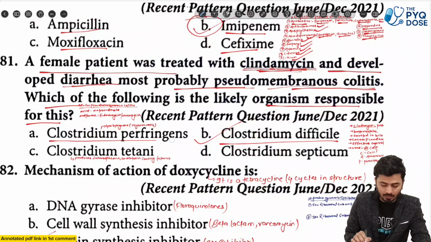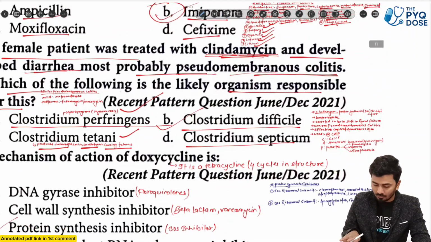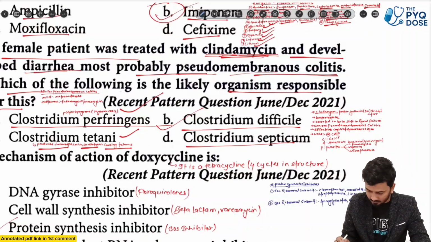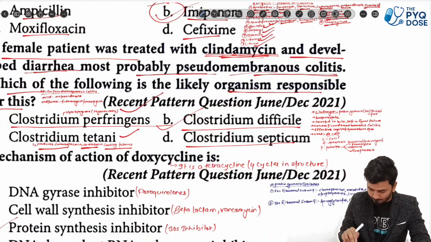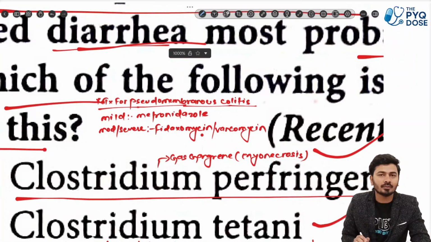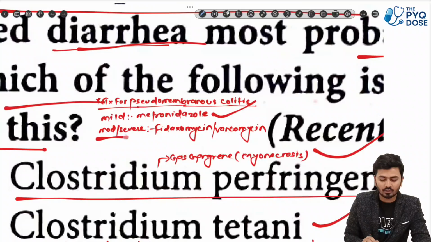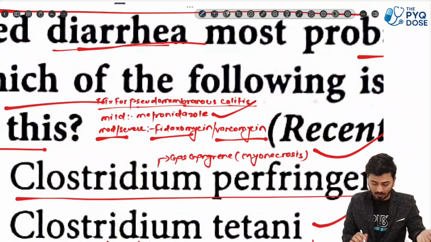If we talk about Clostridium perfringens, it will cause gas gangrene, that is nothing but myonecrosis. Clostridium tetani produces tetanospasmin, an exotoxin causing tetanus. Clostridium septicum as well. Now the next thing, treatment. For mild pseudomembranous colitis, we can use metronidazole, and if there is moderate or severe pseudomembranous colitis, we can use fidaxomicin or vancomycin.